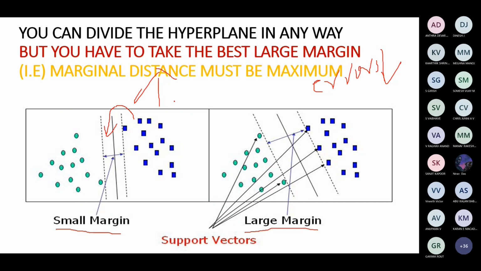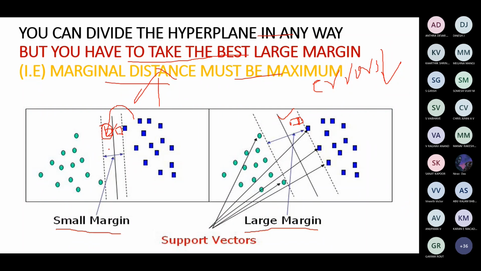So the better the hyperplane is. You can divide the hyperplane in any way, but you have to take the best large margin. The marginal distance must be maximum so that the misclassified errors can be avoided. See, here the possibility is I can have this blue square over here as well as over here. But at the same distance, if I keep the blue square over here and over here, this will be correctly classified, but here one is shown misclassified.